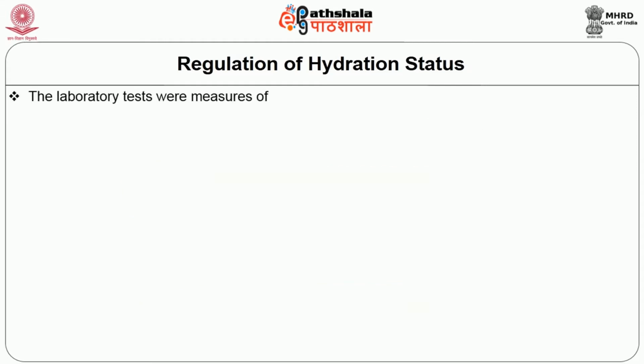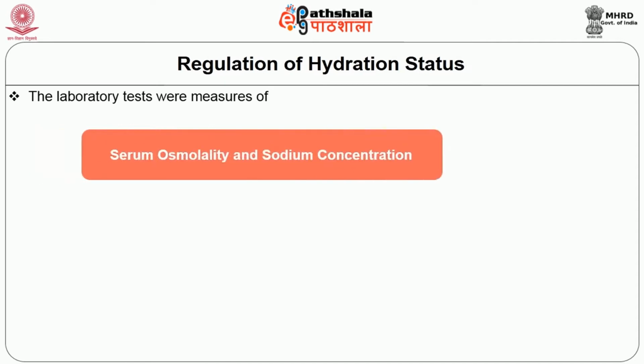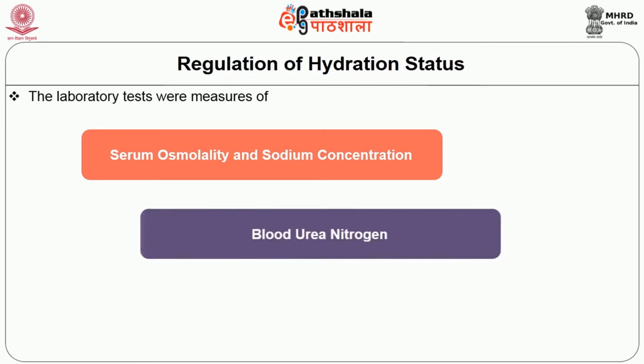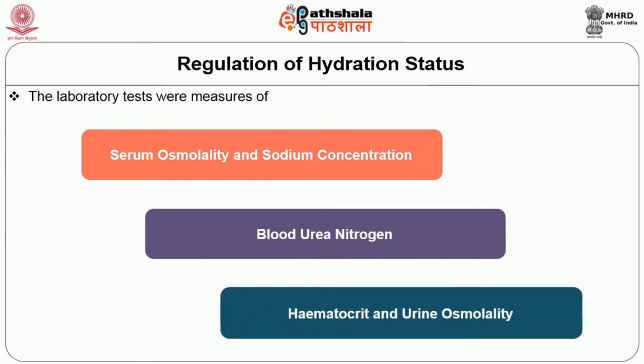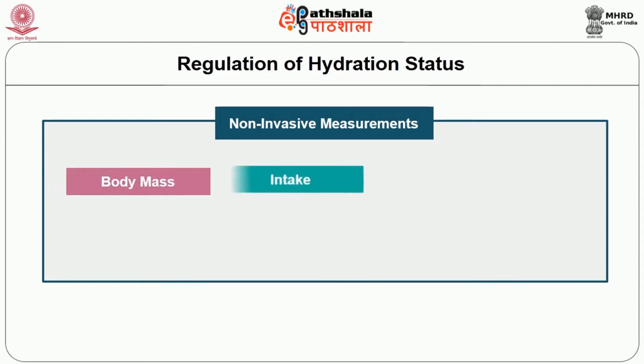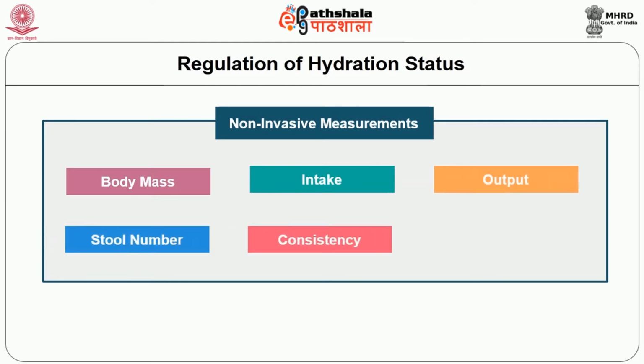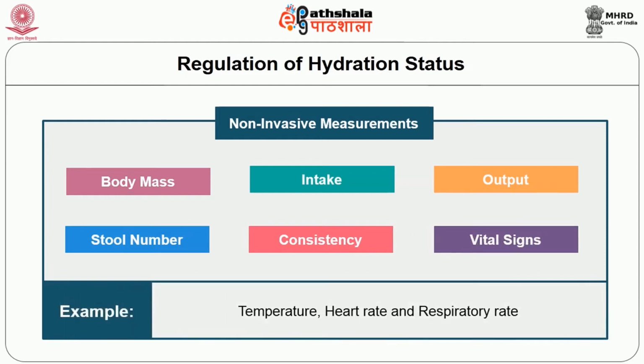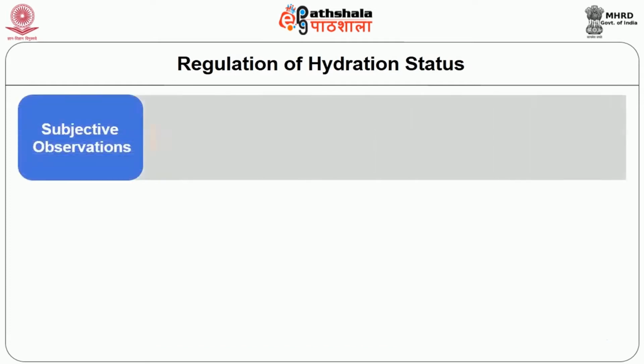The laboratory tests were measures of serum osmolality and sodium concentration, blood urea nitrogen, hematocrit, and urine osmolality. The objective non-invasive measurements included body mass, intake and output measurements, stool number and consistency, and vital signs, for example, temperature, heart rate, and respiratory rate. The subjective observations were skin turgor, thirst, and mucous membrane moisture.